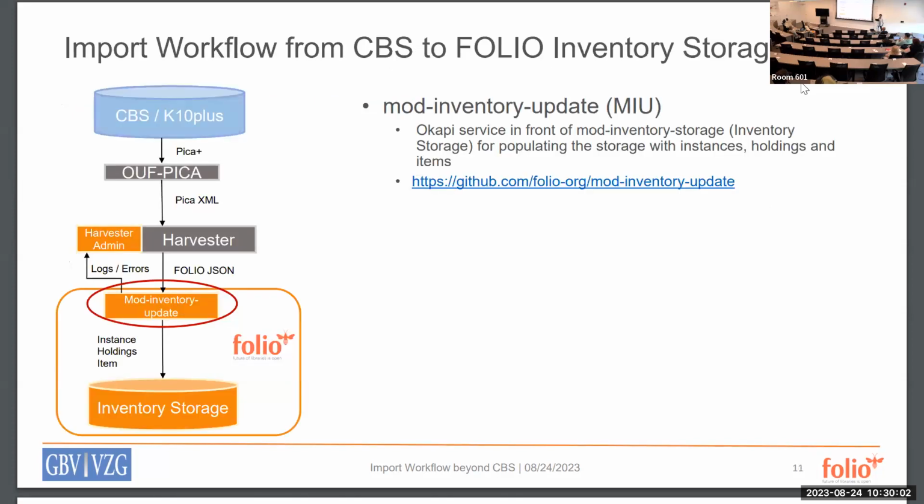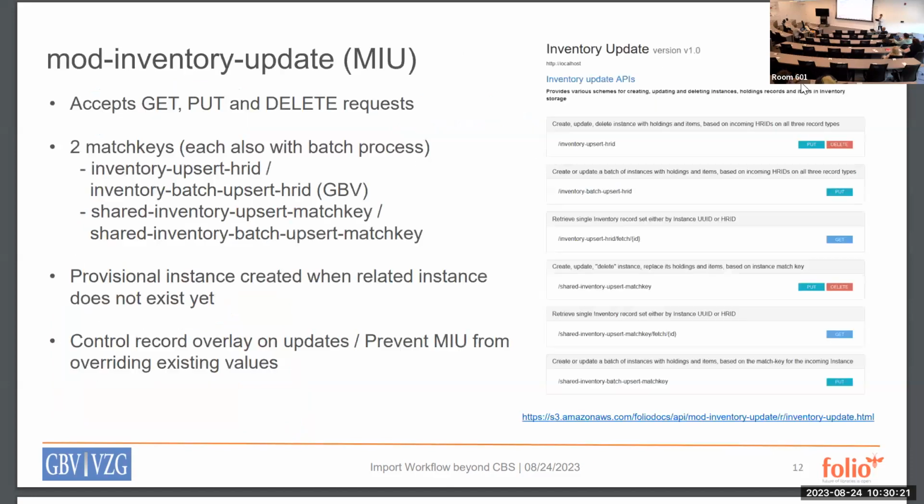Okay, that's the Harvester Admin. And now we enter the Folio world. It's also a new tool, Mod Inventory Update, and a copy service in front of Mod Inventory Storage for populating the storage with instances, holdings, and items. The module accepts GET, PUT, and DELETE requests on the right-hand side. You find an excerpt of the API documentation.